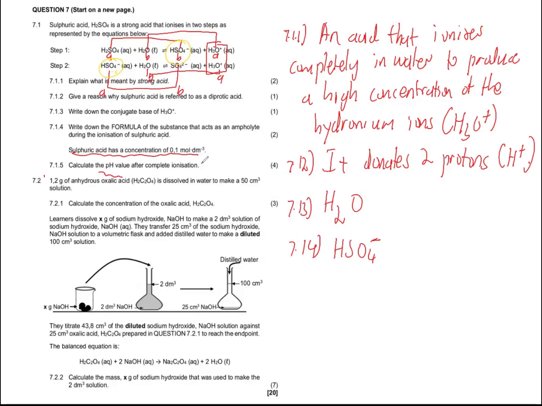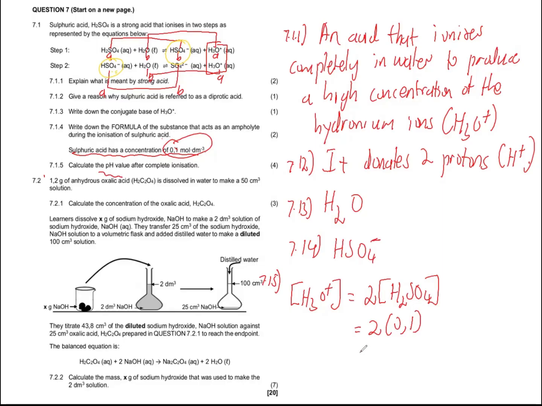2, right? So we are given the concentration of sulfuric acid, but what we need to understand is that the concentration of the hydronium ions produced will be twice. So for 7.1.5, note this with the diprotic acid. The concentration of the hydronium ions it produces is twice the concentration of that acid. So since we are given 0.1, we do not use that 0.1 for the pH. We still need to say 2 multiplied by 0.1, and then we get 0.2 mole per dm cube. This is the value that we're going to be using to calculate our pH.